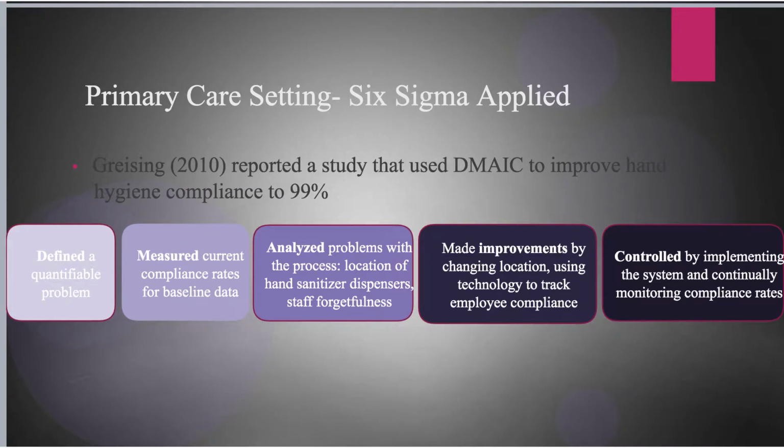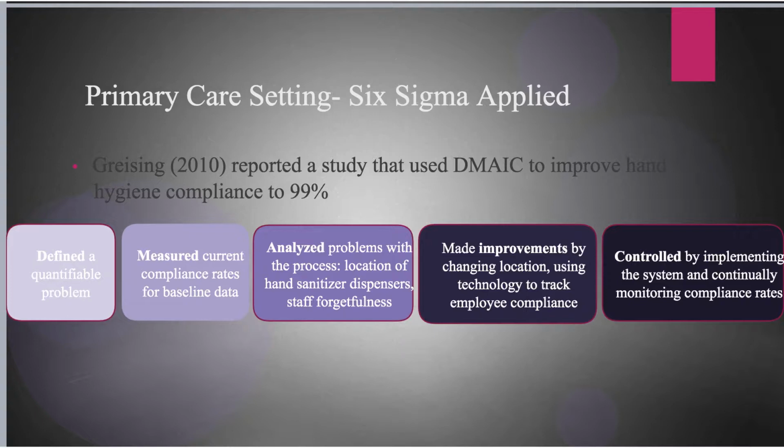Six Sigma can be applied to the primary care setting. Griesing reported this study that used DMAIC to improve hand hygiene compliance to 99%. This is still not at the Six Sigma mark, but it is a drastic improvement. So how they did this was they defined a quantifiable problem, which was incidence of hand hygiene use, measured the current compliance rates for baseline data, which were actually pretty scary in this study. It was around 60%.